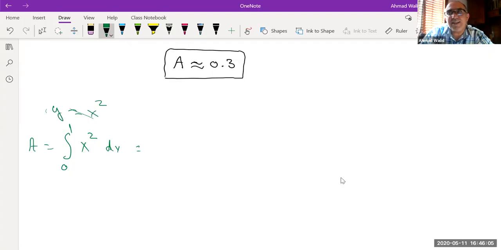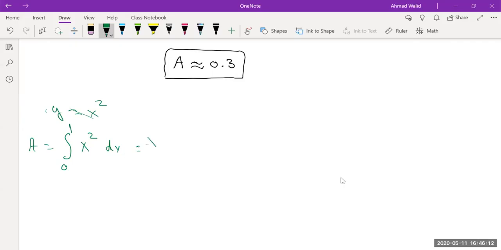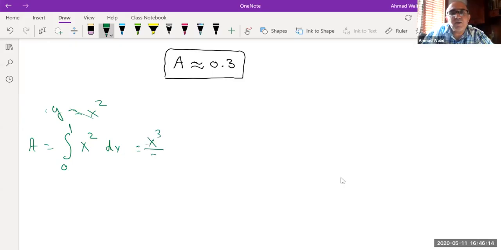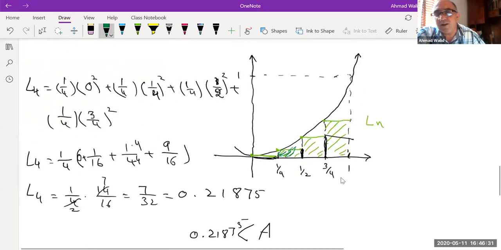The other day we practiced. What is the antiderivative of x squared? X cubed over 3. Very good. You plug in the upper bound, which gives you 1 over 3, minus the lower bound, which is 0 over 3. It means 1/3 minus 0. It means 1/3. What is 1/3? 0.3. You don't need to go this long.